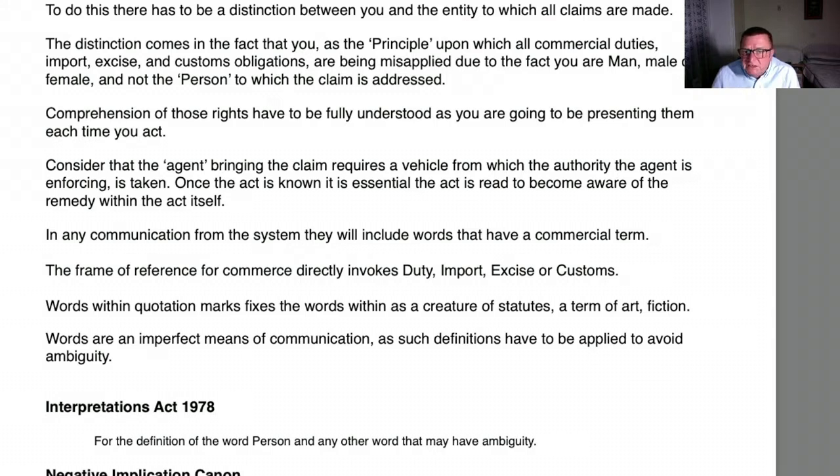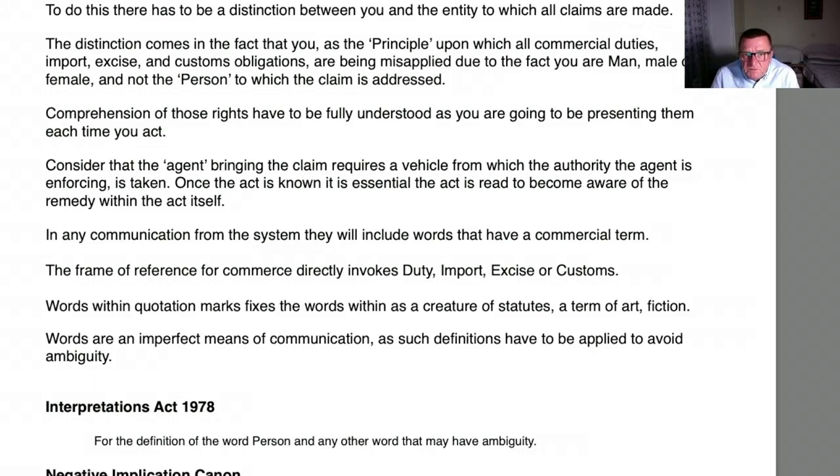Once the act is known, it's essential the act is read to become aware of the remedy within the act itself. So there's always a remedy in these acts, as we've said before. Some people call it a loophole, but it's a remedy. This is why you need a solicitor. The solicitor knows all the remedies, so you have to go to him, pay him lots of money to write letters that you could actually do yourself if you understood that in that act is a remedy. We don't understand it that way, so people just don't believe there's any need for them to read these acts, because of course if they have a problem they're going to go to a solicitor. That's how solicitors make their living.